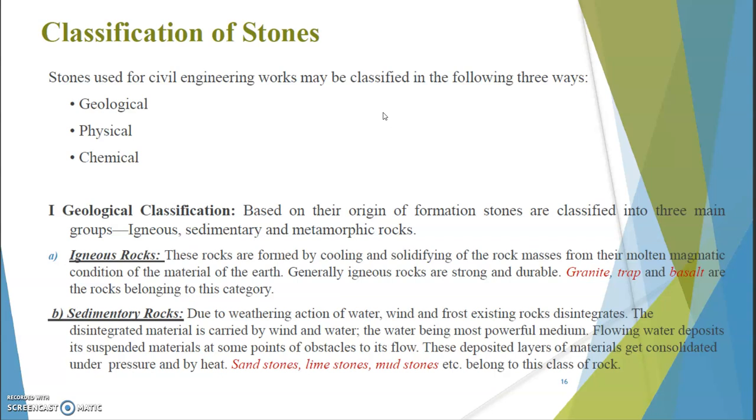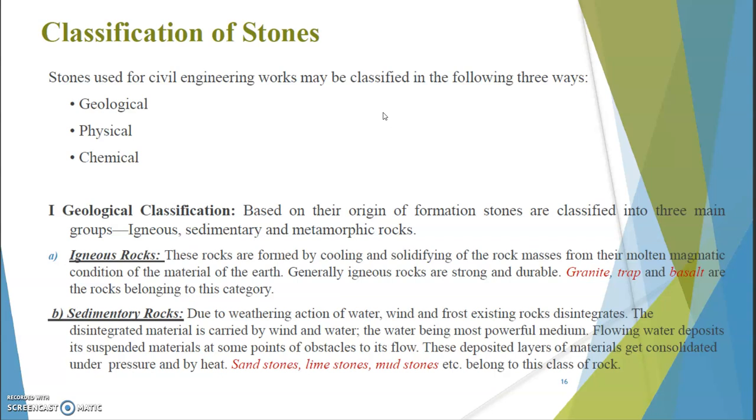Before getting into that classification, one should understand why a civil engineer should know these classifications of stones or rocks, because when you see the uses or applications of stones, it has a variety of ranges. For each and every type of application, a different requirement of stones will be there. So for choosing a proper and the right stone for the right purpose, we should know the properties and the classifications available in the stone.